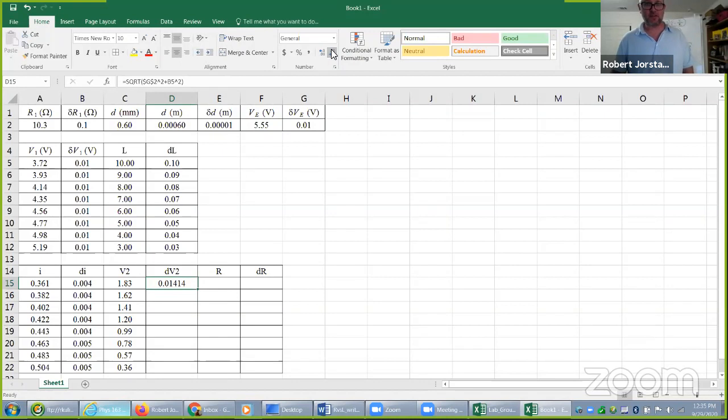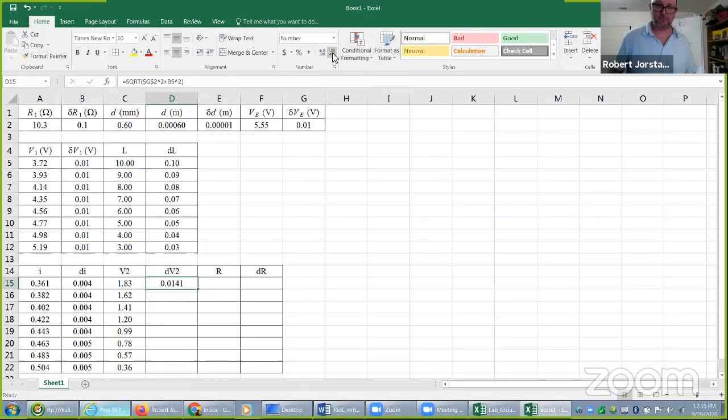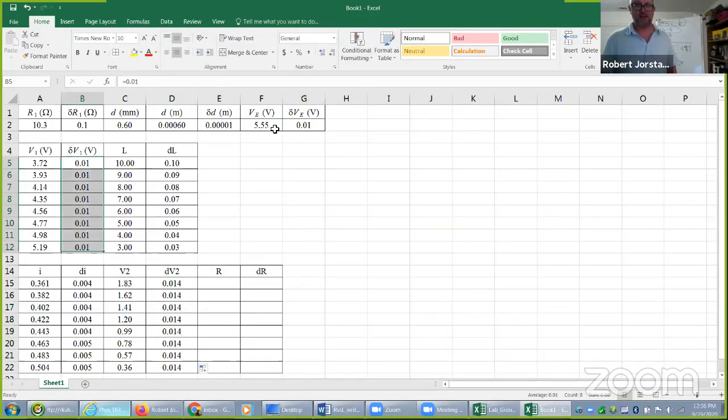Now this one, because the first digit is a 1, how many digits should I keep? 2. 2, excellent. So errors, you usually only keep 1 digit. If the first digit is a 1, in physics problems and engineering, we often keep an extra digit. Huh, they're all the same. Okay, that's because the delta V's are all the same. So that makes sense, doesn't it?